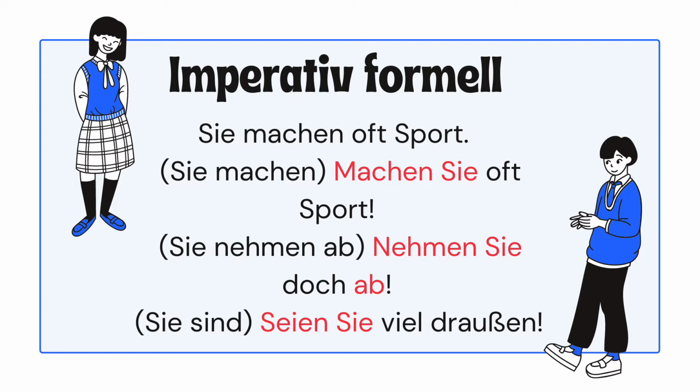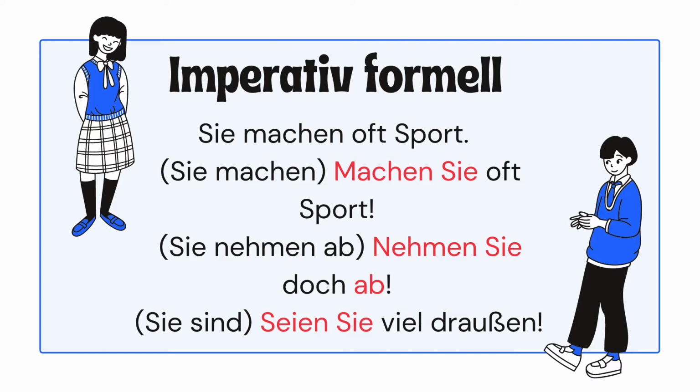In the first one, Sie machen oft Sport, which means you do sport often. For this sentence, if you want to say do sport more often, you can say machen Sie oft Sport. So you start with the verb and then put the Sie oft Sport. That means do sport more often in the formal imperative form.